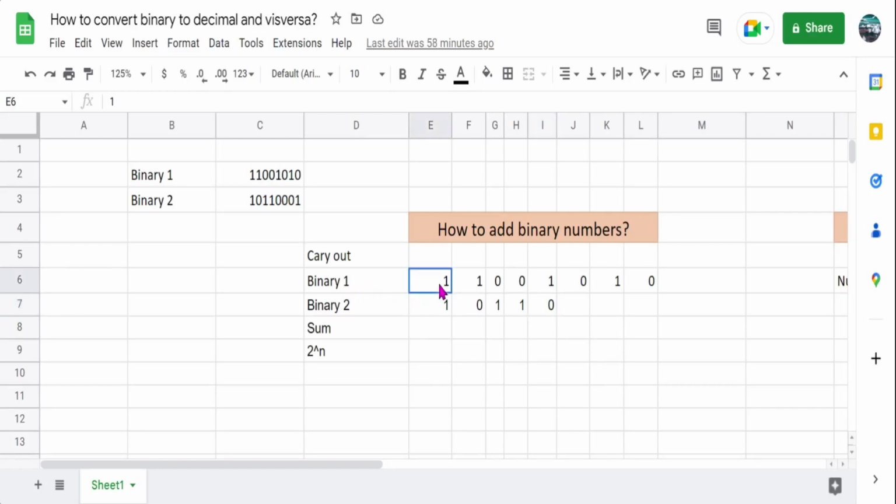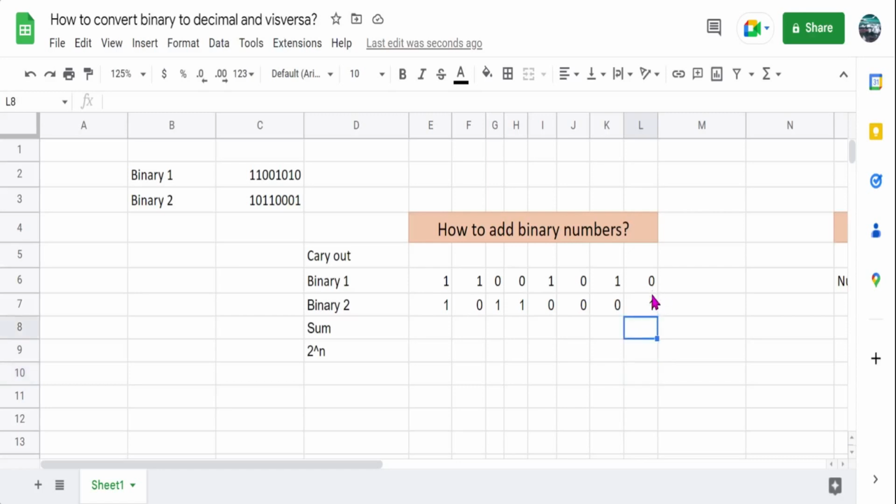Binary 1, I have typed it: 1, 1, 0, 0, 1, 0, 1, 0. Binary 2: 1, 0, 1, 1, 0, 0, 0, 0. Finally, to the last 1. Binary number addition is the same as a decimal number addition in elementary mathematical operation. So we start from the left to the right.